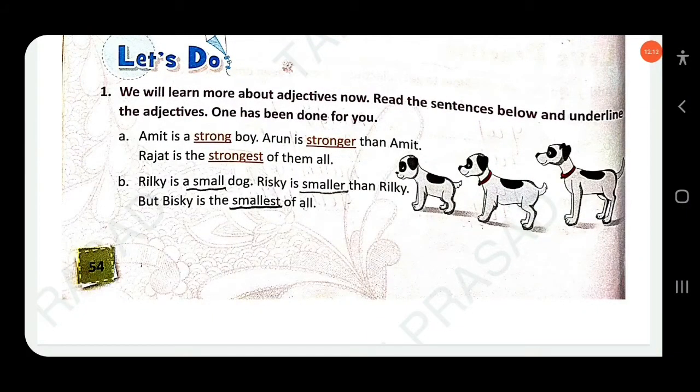Then next, you will learn more about adjectives now. Read the sentences below and underline the adjectives. One has been done for you. So Amit is strong. Here positive degree, comparative degree and superlative degree are used. Positive degree means when no comparison is made, we use positive degree.